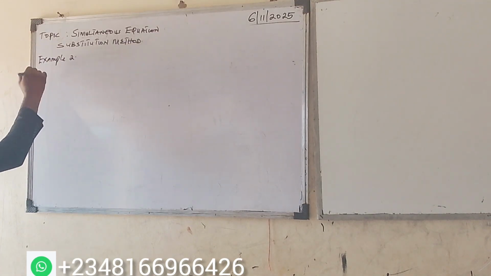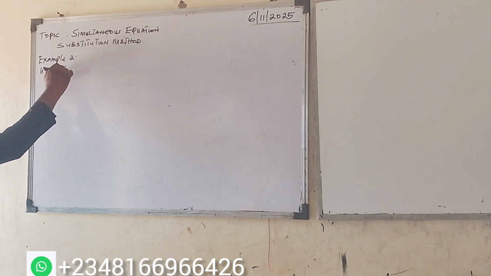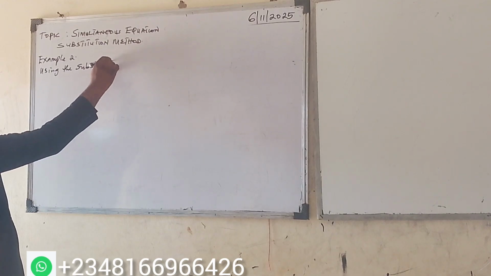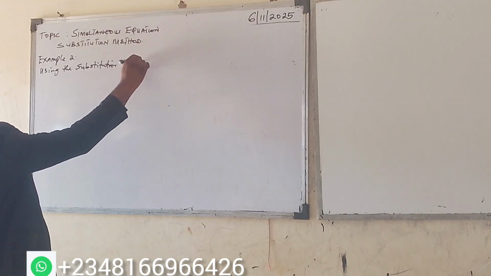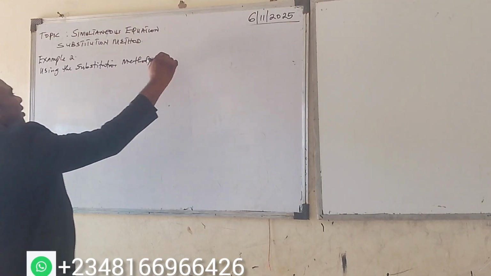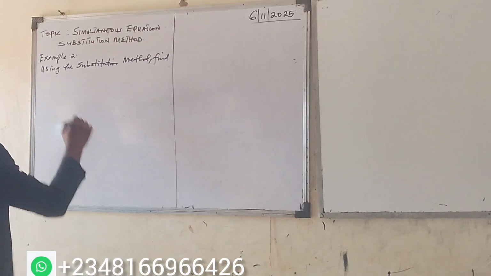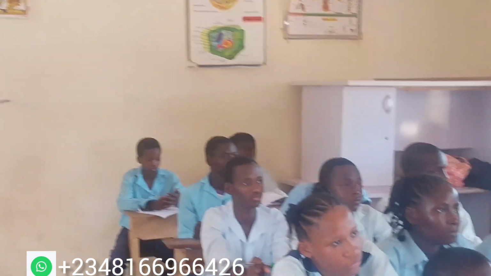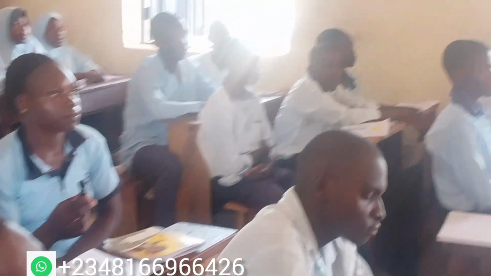That's very good. Now, using the substitution method, find the values of x and y if 5x plus 6y is equal to 11 and 7x minus 2y is equal to 5.